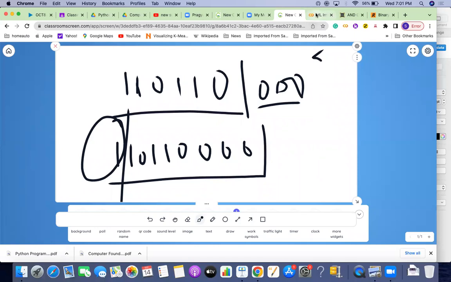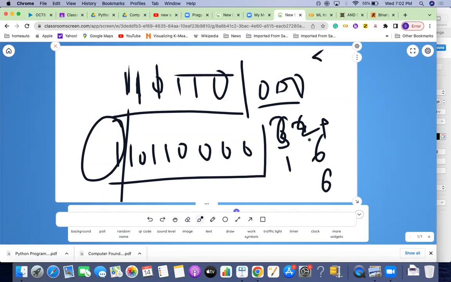So how should I do it? Let us try this. What is this value? This is 2, this is 4, 8, 16, 32. So 32 plus 16 plus 6. What is that? 32 plus 6 is 38, 48, 54. So this number is 54, correct?